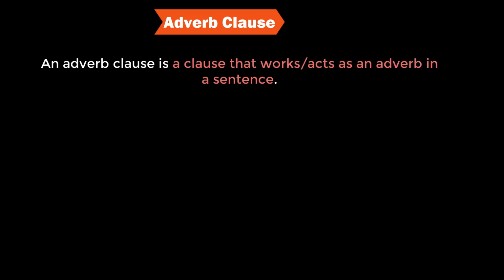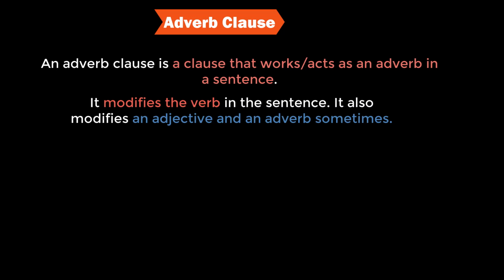Now let us understand what it does. Adverb clause, the name is adverb clause. So it is a clause that acts as an adverb in a sentence. And what does an adverb do? It modifies the verb in the sentence. So an adverb clause, like an adverb, gives information about the verb in the sentence. Sometimes it's also used to modify an adjective and an adverb, but it is not used a lot to give information about adjectives and adverbs. It is used to give information to modify verbs in the sentence.